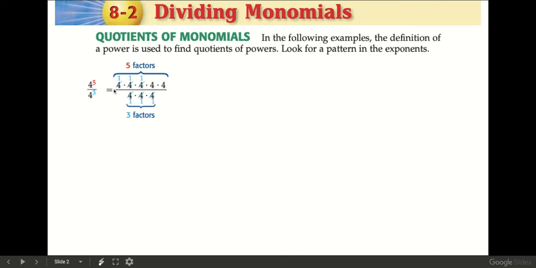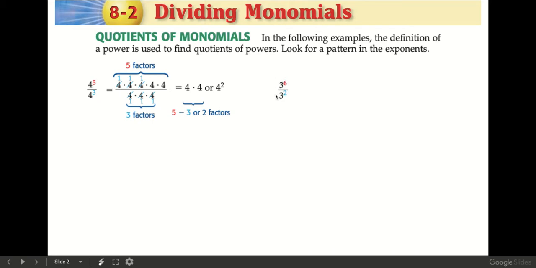Well, if you remember, people's favorite thing to do is to cancel things out. If you divide 4 by 4, those cancel out and really just give you 1. So this one cancels out this one, this one, and this one. Really, these 5 factors on top and these 3 factors on the bottom cancel each other out, and it leaves me with 2 factors of 4, 4 times 4, which is 4 squared. How do I get from 4 to the fifth power divided by 4 to the third power all the way to 4 squared? What I was able to do was subtract the exponents: 5 minus 3 gives me 2.